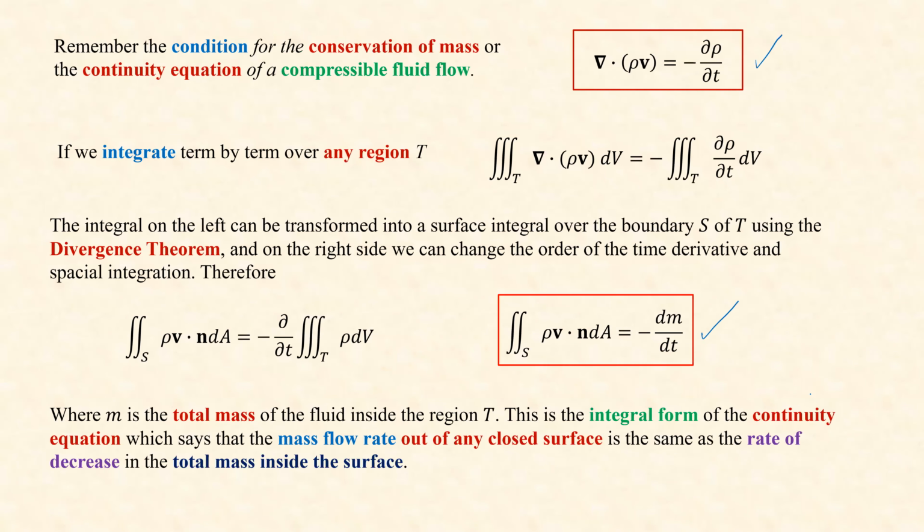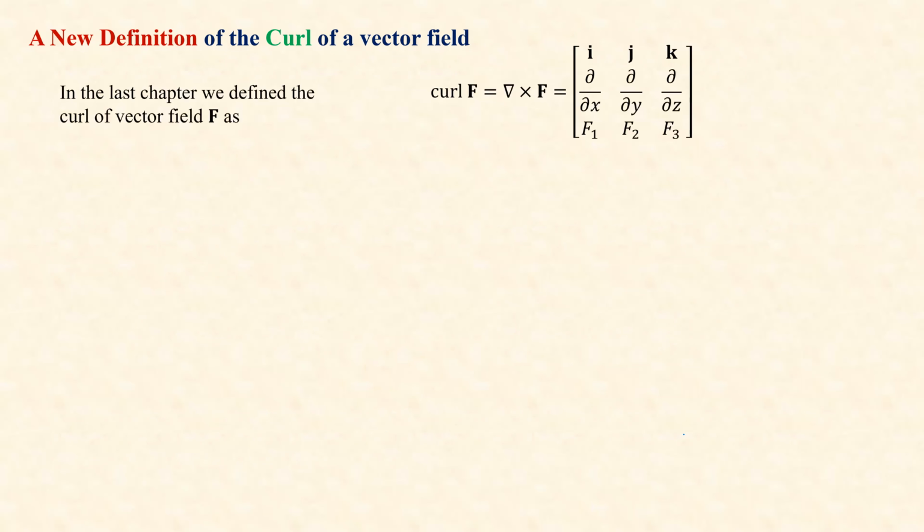All right, I think it's better to take a break, and then we go to the last section, which is the new definition of curl of a vector field, which is similar to the new definition for divergence, but it is a little bit, of course, different.